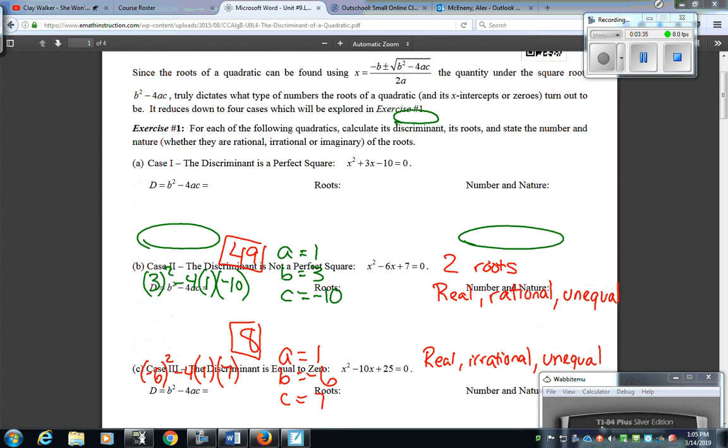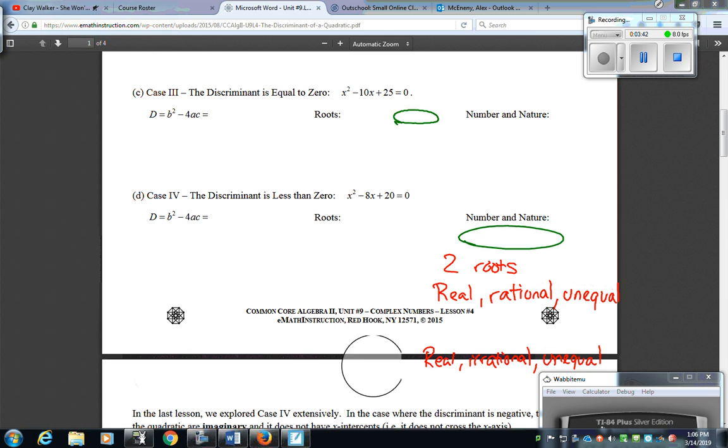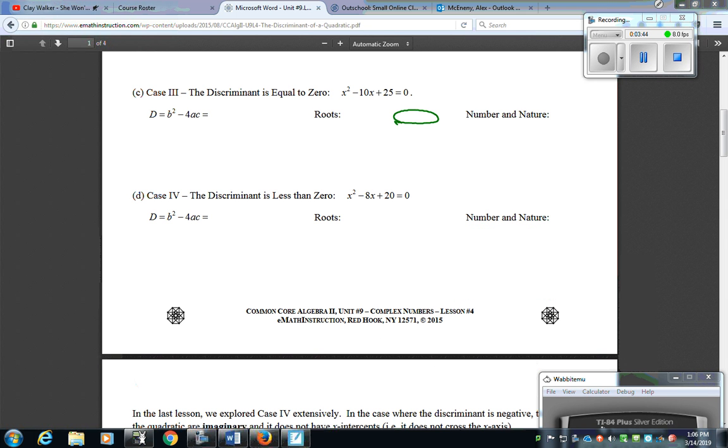Now, going on to C and D, you'll kind of see the same thing happen. This one says this one's going to be equal to 0. Well, I'm going to plug it in. It's going to be negative 10 squared minus 4 times 1 times 25. So I'm just going to speed it up a little bit. Again, you can write out what A, B, and C are. A is 1, B is negative 10, and C is 25.